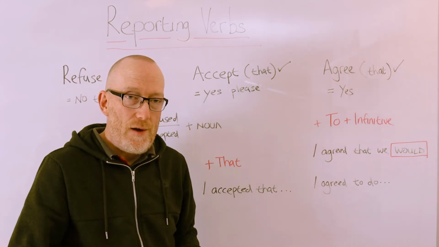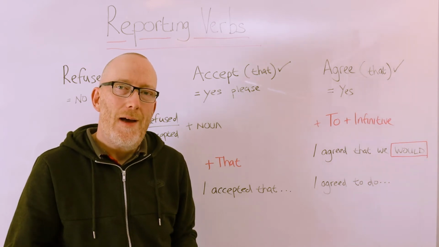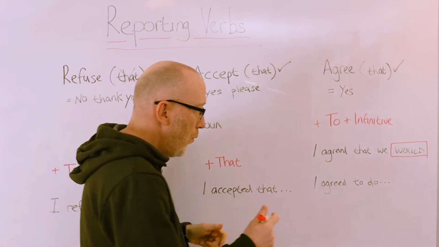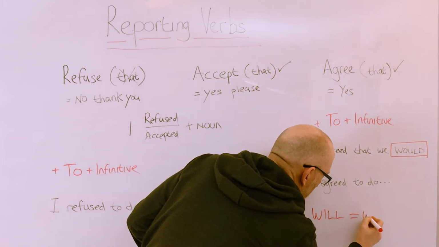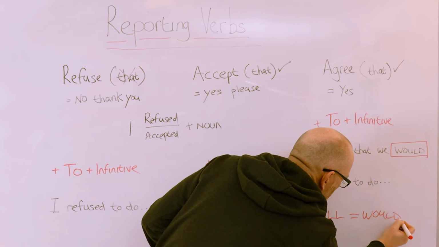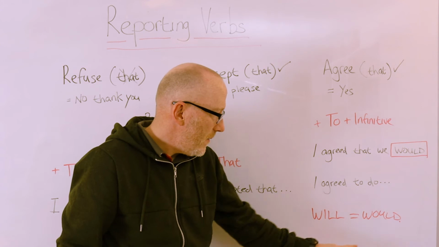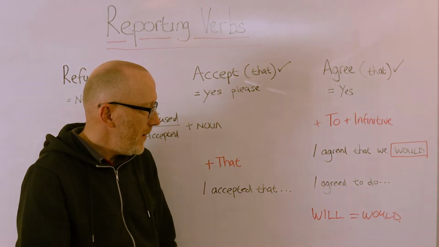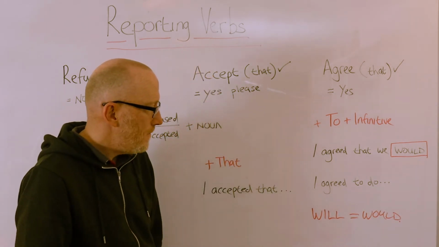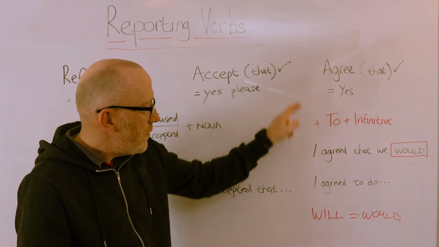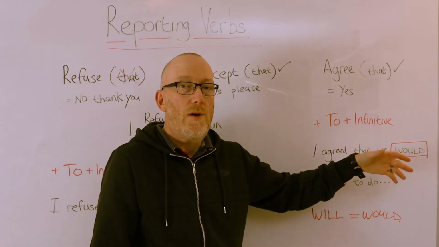You should know that would is the past form of will. Okay, so will becomes would in reported speech. Okay, would is the past form of will. So in reported speech, I agreed that we would do something. Yeah? We can also use agree with a to plus infinitive. I agreed to do something.